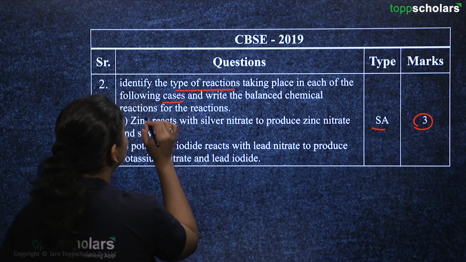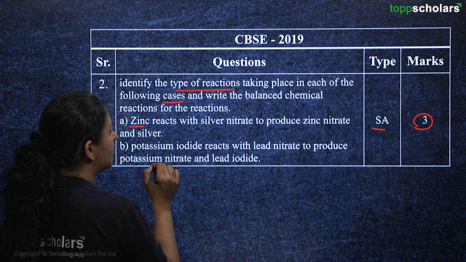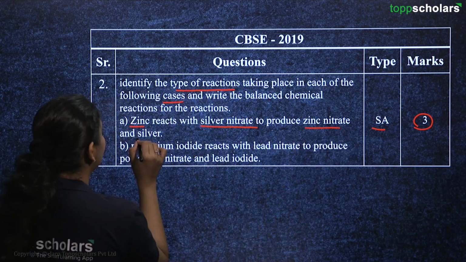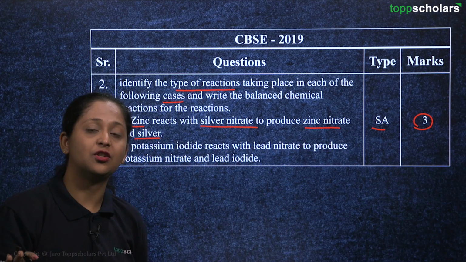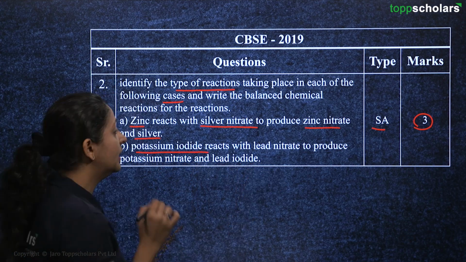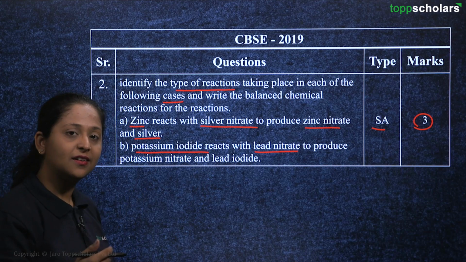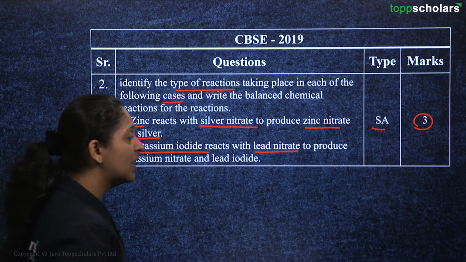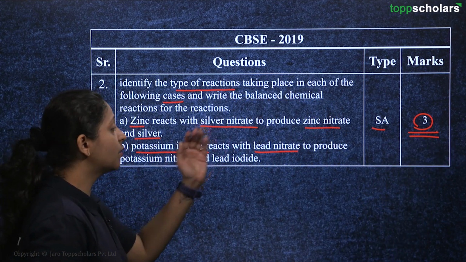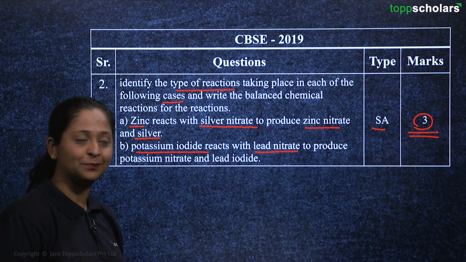So you have to write the balanced chemical reaction for the reactants which are provided to you. See, you have zinc, which is the reactant, reacting with silver nitrate, and the products given are zinc nitrate and silver. You are already given the reaction. You just have to write the balanced chemical reaction here, correct? Then you have potassium iodide reacting with lead nitrate to produce potassium nitrate and lead iodide. Again, just the balanced chemical equation. So by writing 2 balanced chemical equations, you will be easily getting 3 marks. And for this question, students, they have already given you the reactants and the products. You just have to write the balanced equation.